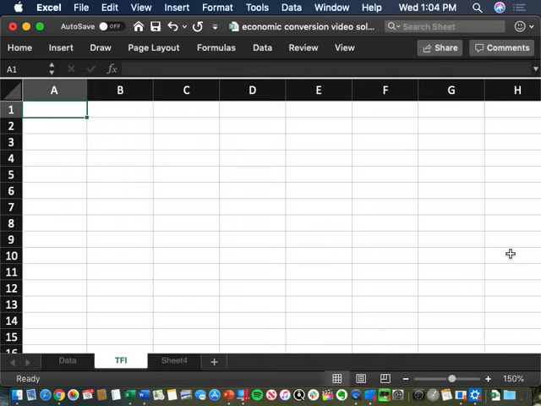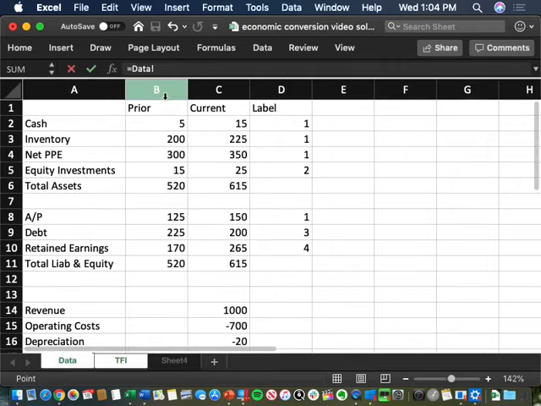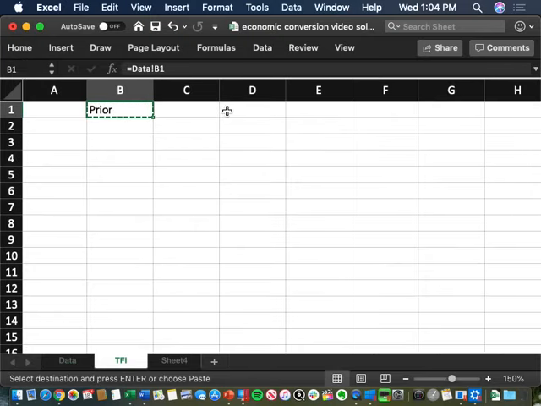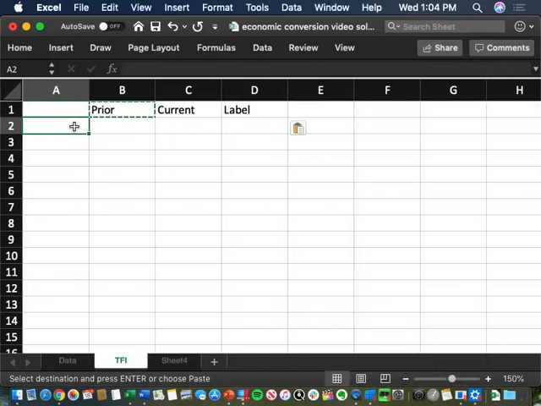So 1 tab per statement. Start out with the TFI. Okay. I'm going to use relative references, so copy over the years, prior, current, and label. All right. Next, I'm going to put all of my operating assets and all of my operating liabilities together. I'm going to start netting them out.